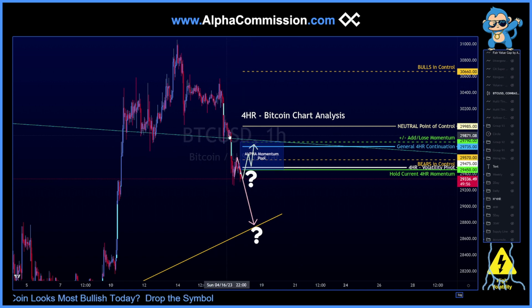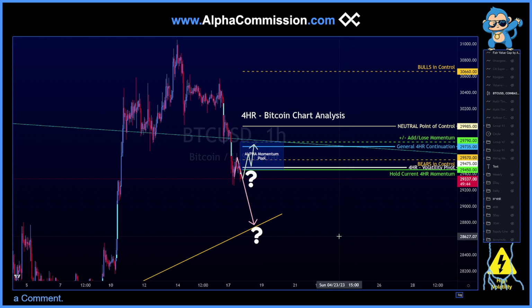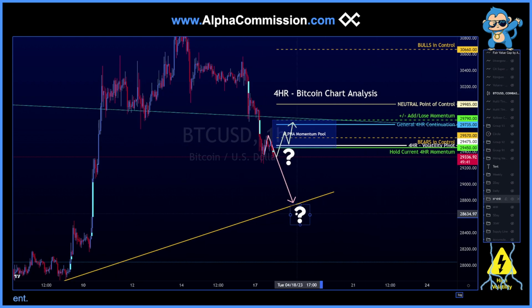Because we wouldn't really have recaptured 50% of this full drop. Even if we recover 50% of this candle, it doesn't mean that we're going to get above the neutral point of control. We could easily get rejected underneath there and just work our way back down. So guys, that's what I'm looking at for that.